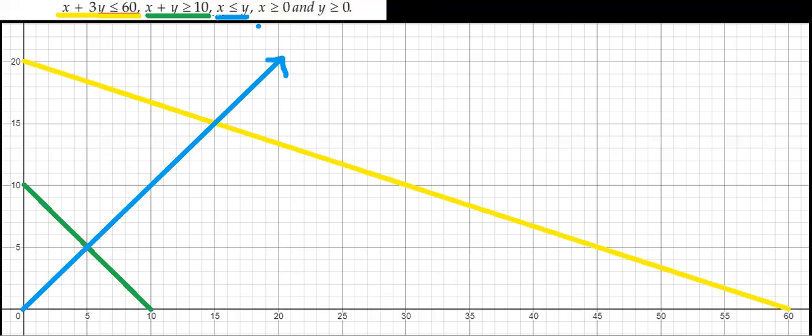And now we have to worry about the inequality, x is less than or equal to y. And one way to think about it is again using a candidate point.